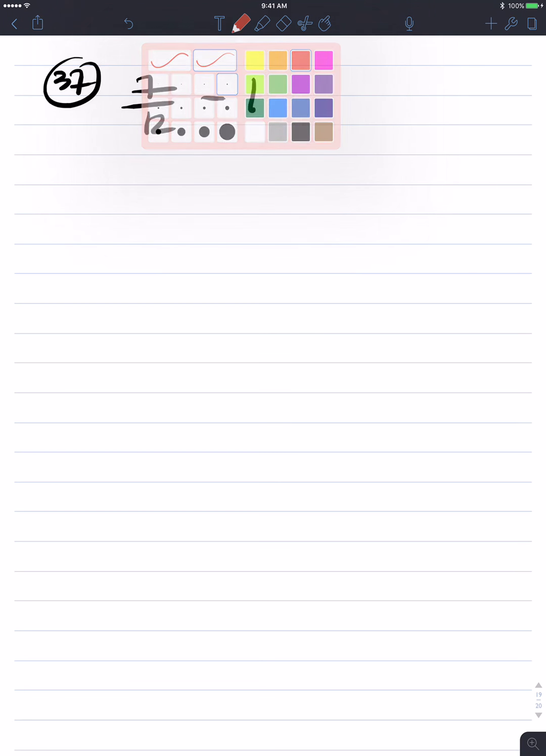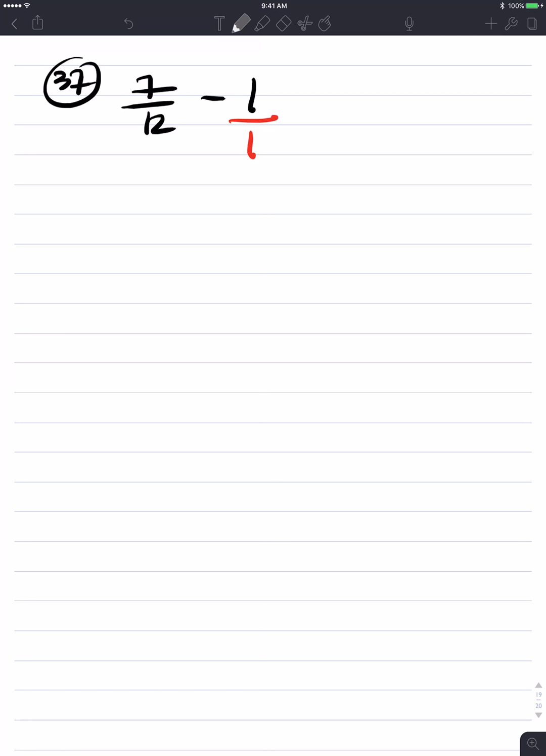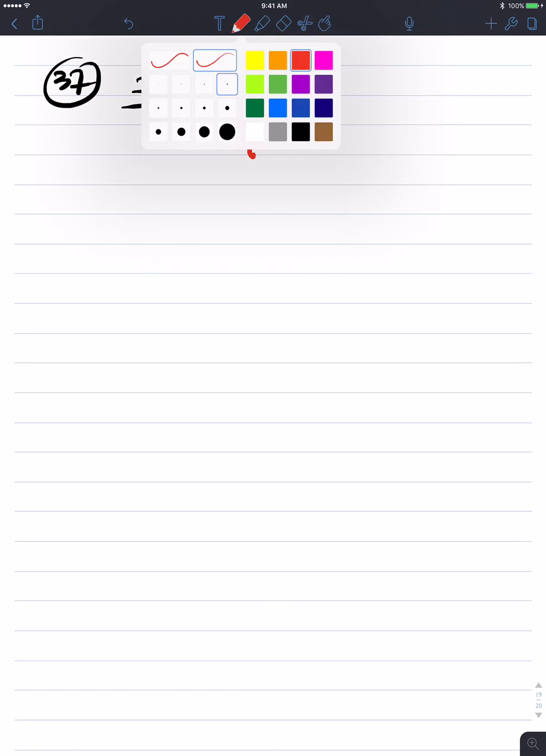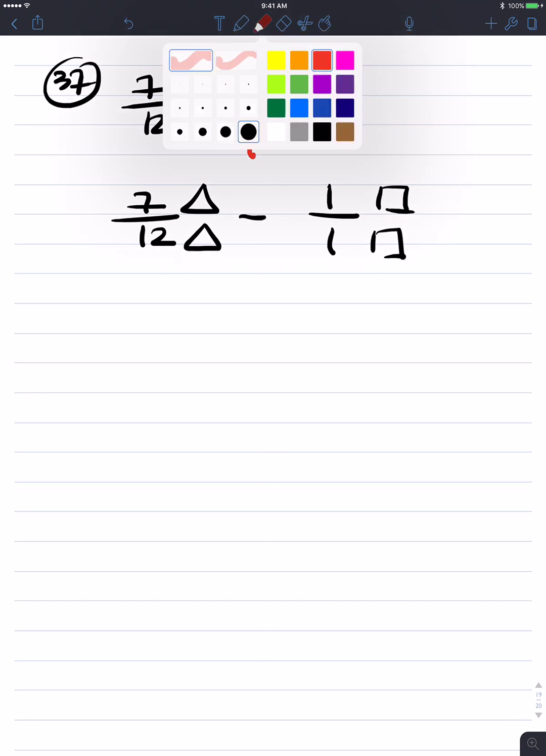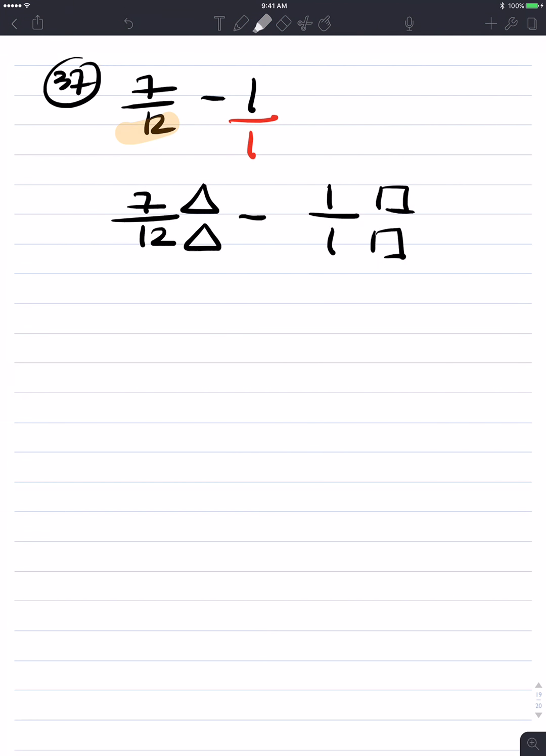37. 7/12 minus 1. We're going to put this over a 1, so we have two fractions. So we have 7 over 12 minus 1 over 1. These are unlike fractions because our denominators are different.